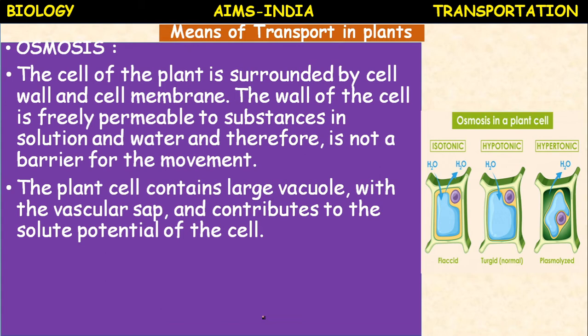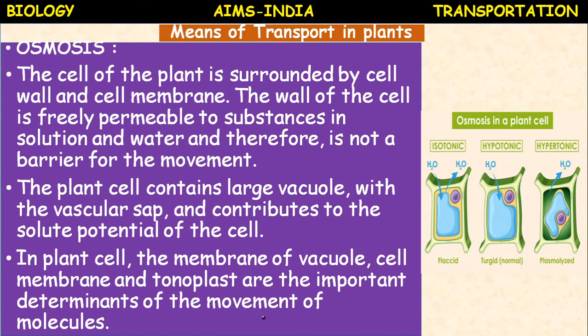Hypertonic means the vacuolar sap concentration is more compared to the external environmental solution concentration. In a plant cell, the membrane of the vacuole, called the tonoplast, is an important determinant of the movement of molecules. See here, this is the vacuole. The membrane surrounding the vacuole is called tonoplast.